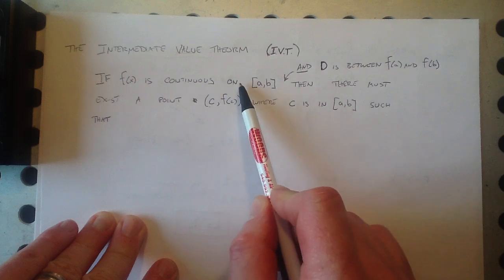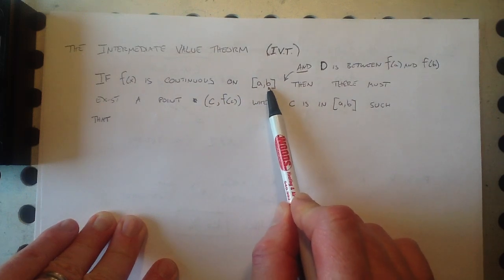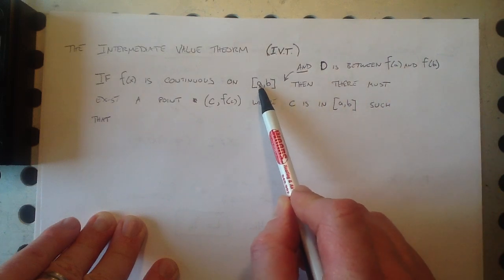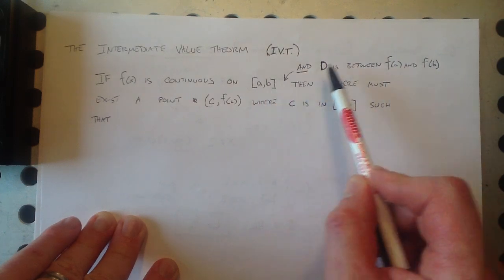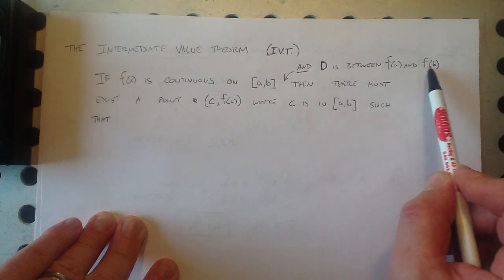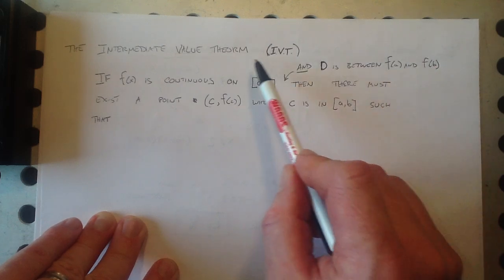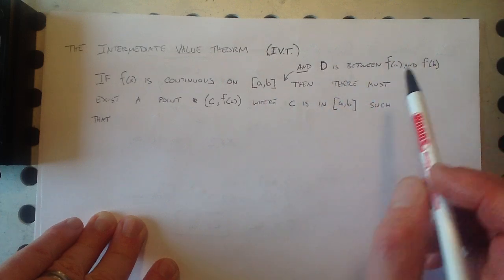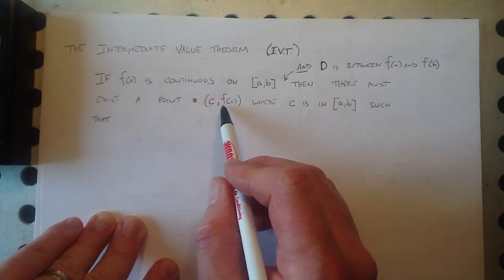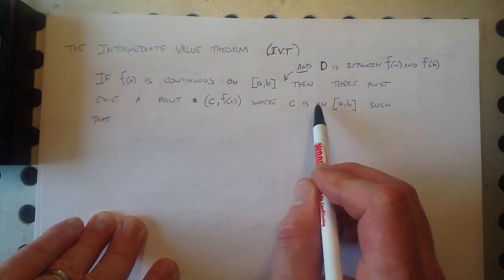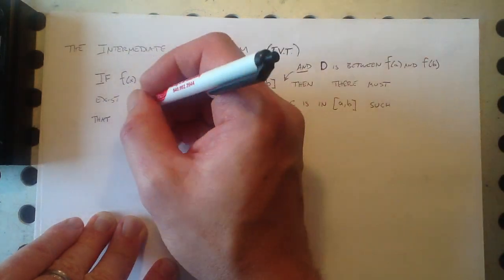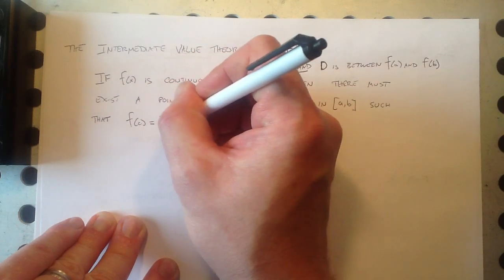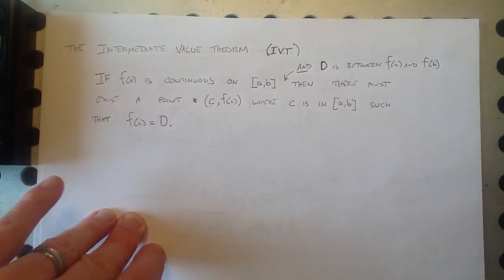If f of x is continuous on the closed interval from a to b, and you've got some number that's between the y values, right? I couldn't put it as an interval because I don't know which one of these is bigger. The function could be going up or down, but d is some number in between those y values. Then there must be a point, c, where c is in here, such that f of c is equal to that number d that we picked.